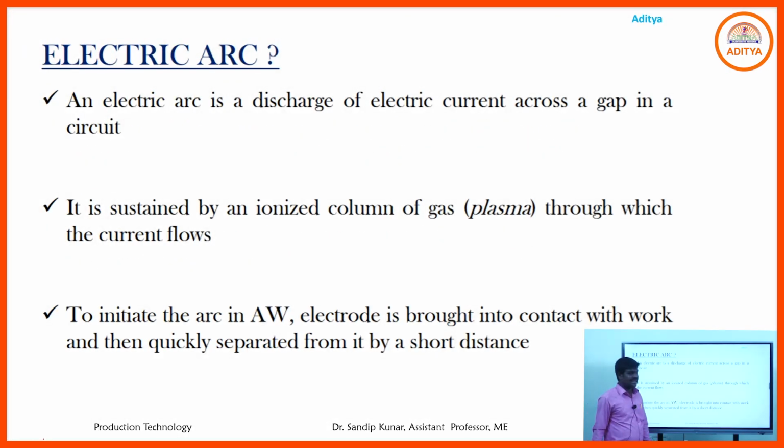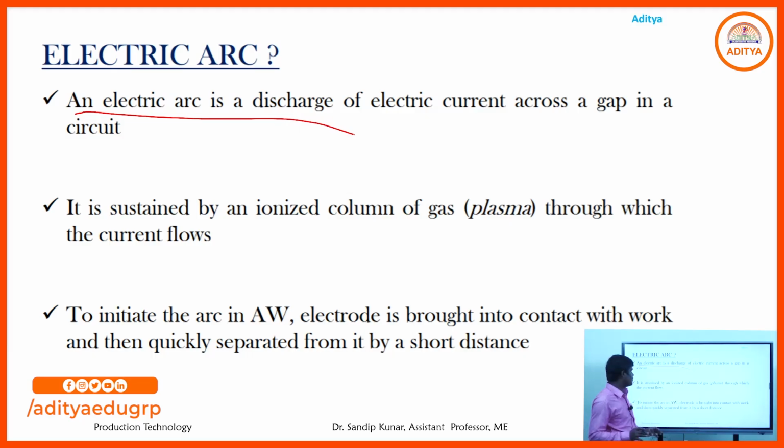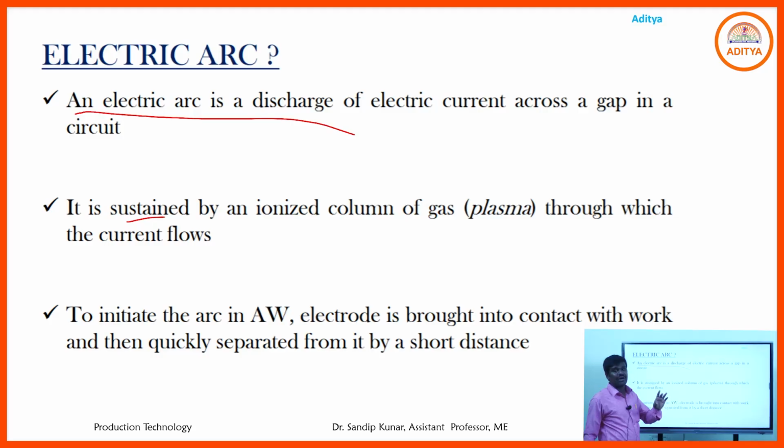What is an electric arc? An electric arc means the discharge of electric current across a gap in a circuit. It is sustained by an ionized column of gas, that is, an ionized column of air between the electrode and the metal, through which current will flow.